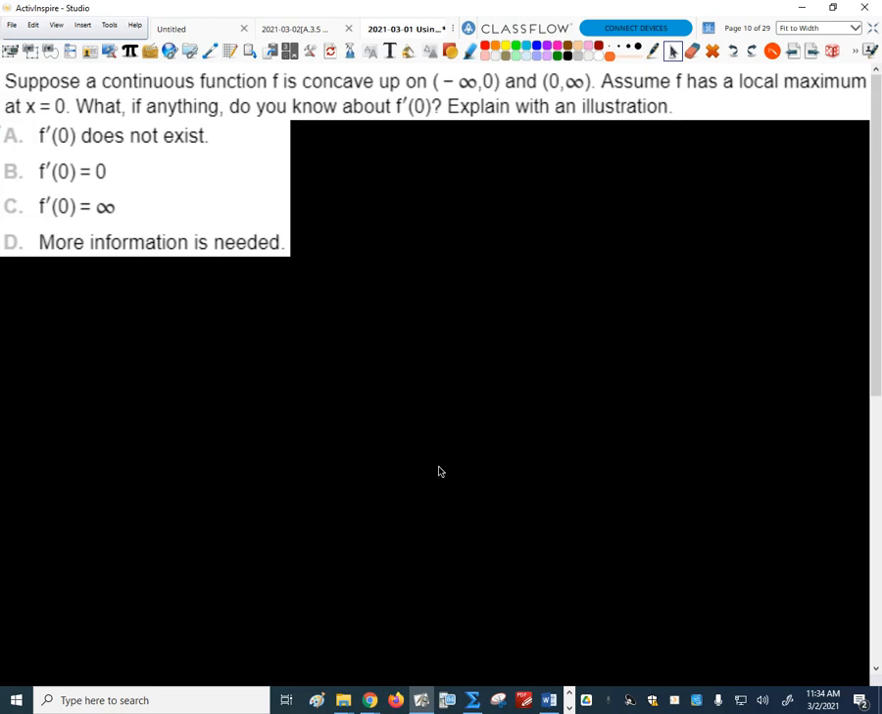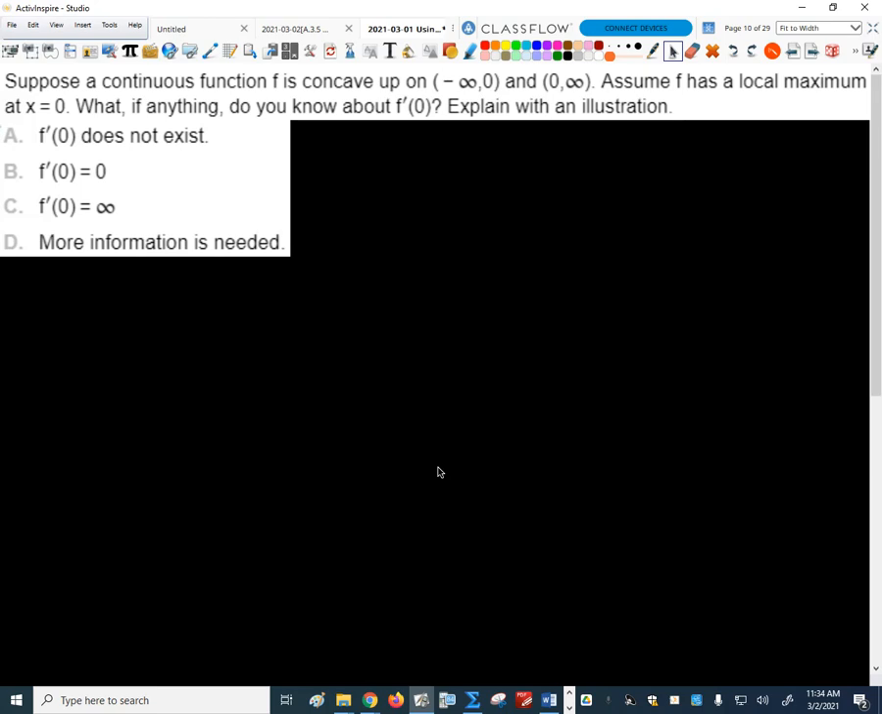Can it not exist? Say it again. Can it not exist? What's your thinking? What I'm imagining is, I don't know if I can describe this, but like a parabola where it dips down below zero and then comes back up on both sides, has like a cusp. Okay, yeah, that's exactly right.